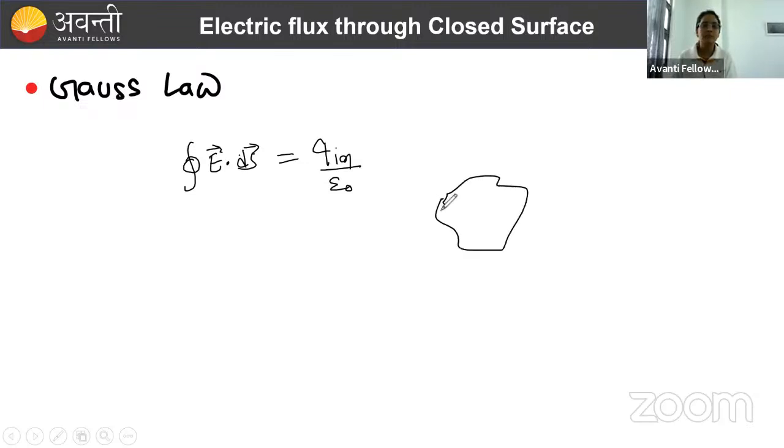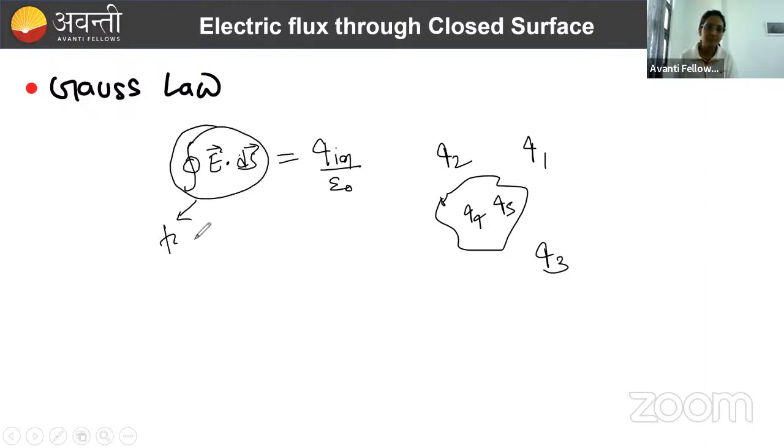Let me give you one example here. Suppose this is a closed surface. I can't easily draw a 3D surface on a plane diagram, so let's assume this is a closed surface and there are various charged particles present like this and like this. If my question is, what is the total flux through this closed surface? Total flux through the closed surface is equal to the charge enclosed inside the surface divided by epsilon naught. What is the charge enclosed?